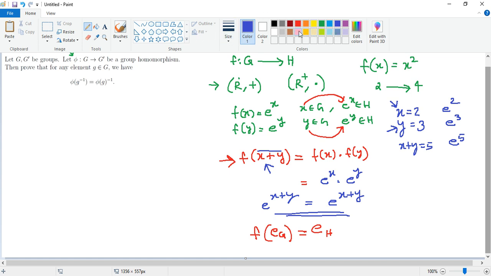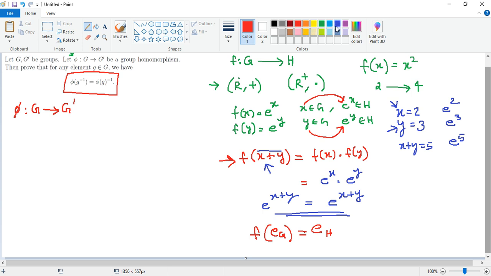Now we'll use these ideas to prove this question. Here it says there are two groups, G and G prime, and G is mapped to G prime, and the function defined is phi. They've not given what phi is, but this is what we are asked to prove.